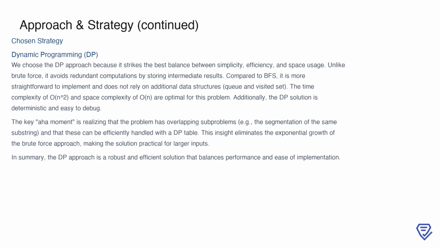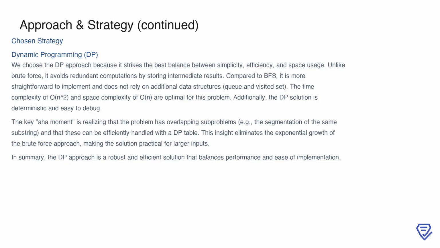Among the strategies discussed, the dynamic programming approach stands out as the most balanced solution in terms of simplicity, efficiency, and space usage. Unlike the brute force method, it avoids redundant computations by storing intermediate results in a DP table. Compared to BFS, the DP approach is easier to implement as it does not rely on extra data structures like a queue or a visited set. With a time complexity of O(n squared) and a space complexity of O(n), the DP solution is highly efficient for this problem.